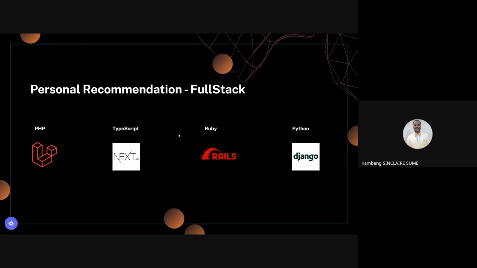So these are things that will facilitate the quick prototyping of your MVP with very minimal resources. If you are a solopreneur, you can use Django to build a SaaS application. Same with Laravel and these ones that I've mentioned. So that's for full stack.